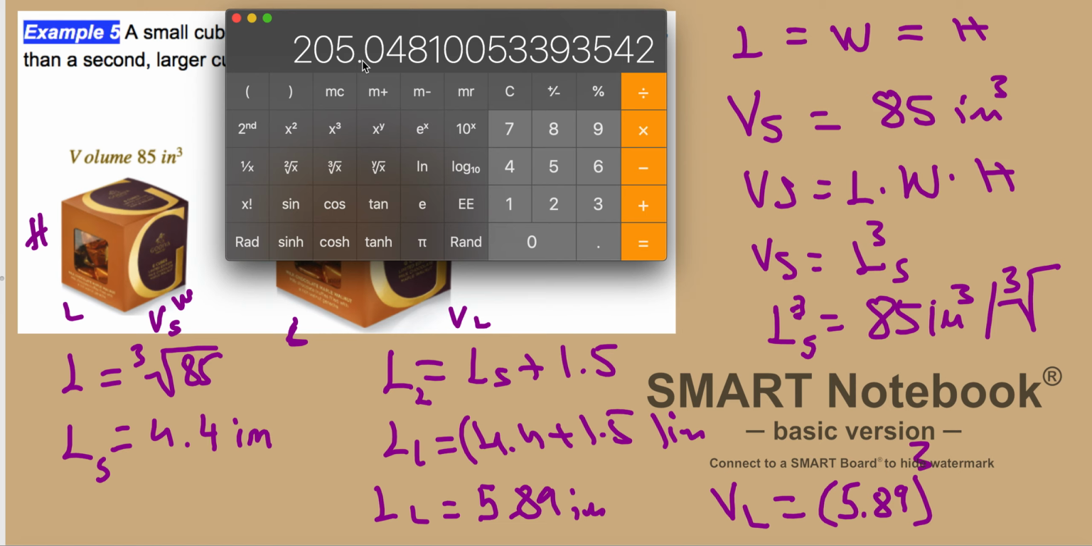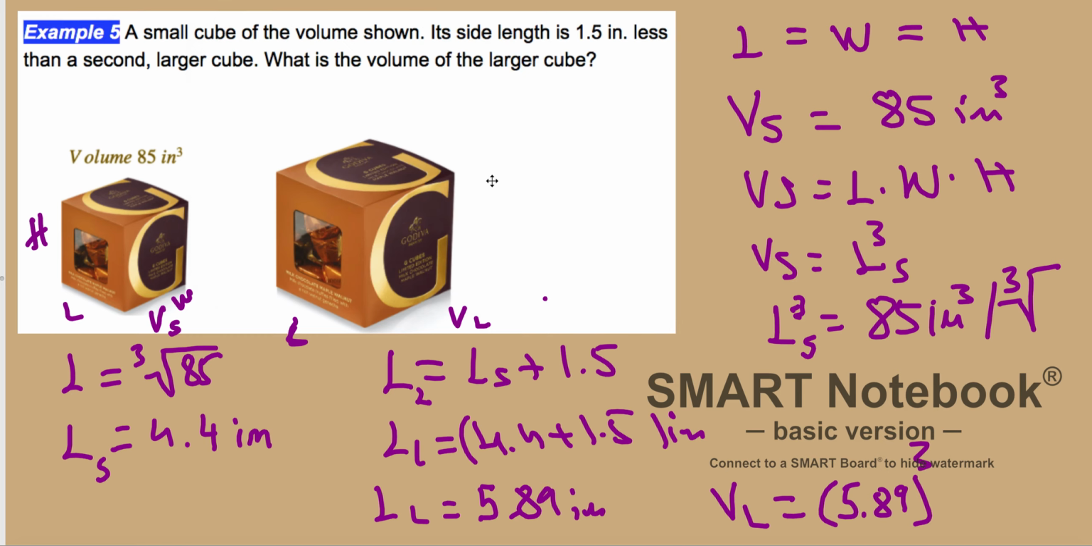The value is approximately 205.04. If I approximate this, the largest volume is going to be 205.05 cubic inches. So that's what is going to be the volume of the larger cube.